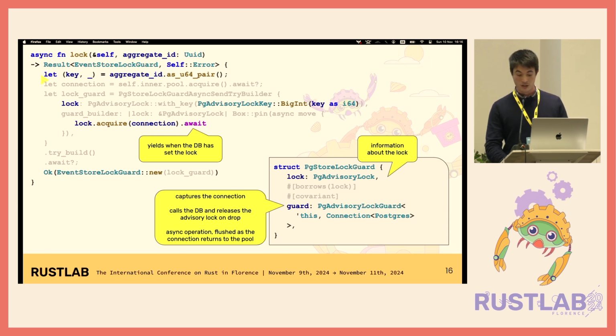And also, unlocking the advisory lock on Postgres is going to be an asynchronous operation. So you have async stuff in drop, which is a bit tricky. I'm not going to go into details, but not everything is as easy as it seems.